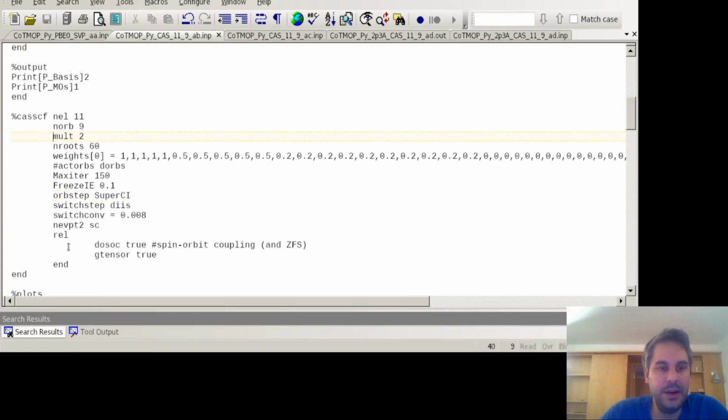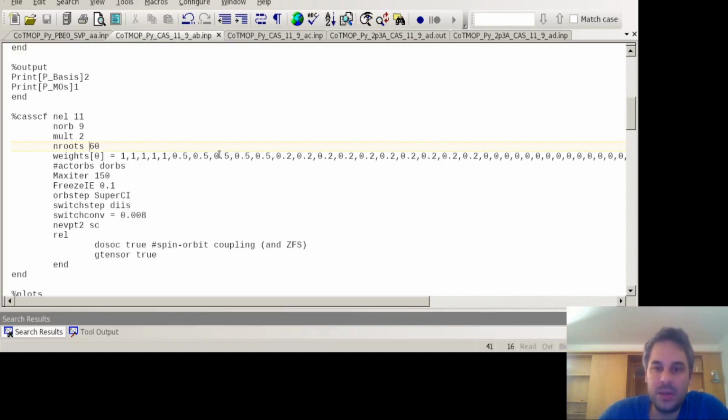So here I define the settings for the CASSCF calculation. The number of electrons is 11, the number of orbitals is 9, the multiplicity is 2. And here the number of roots is 60, and these are weights for considering the weight of each root in the state averaged orbital optimization.